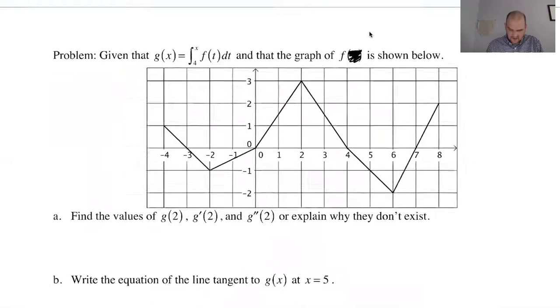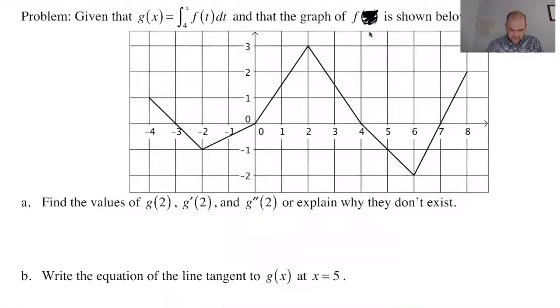That's interesting. So let's see. We want to find the values of g of 2, g prime of 2, g double prime of 2, or explain why they don't exist. So it's possible they don't exist.